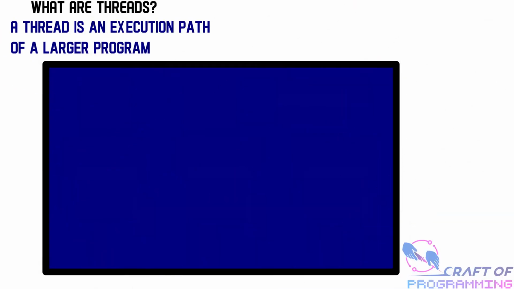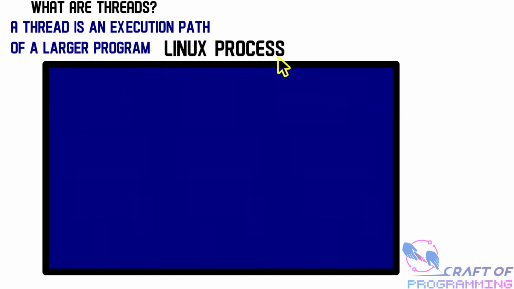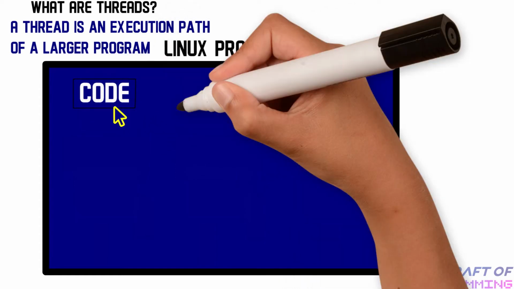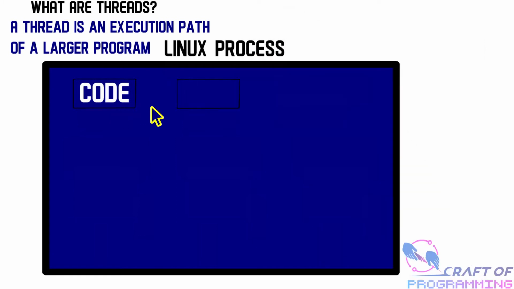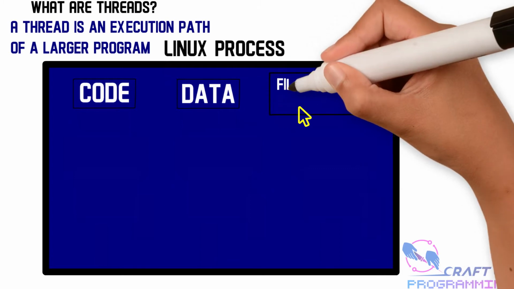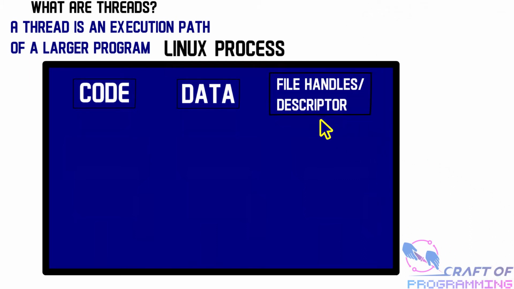So in this example where I have here a schematic view of a Linux process, you will see that there is a common area here which contains the code or the instructions for the program. There is a data area here, which on a Java process will be the heap. And there is another area here where the file handles or descriptors for the process lie. This is the common area.